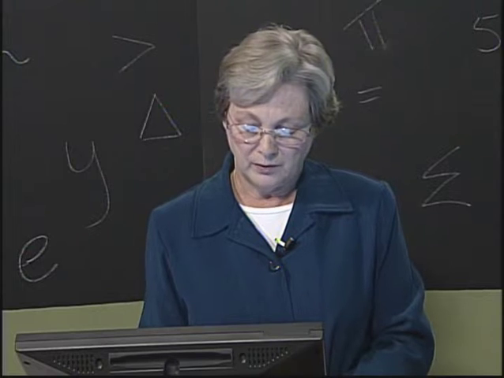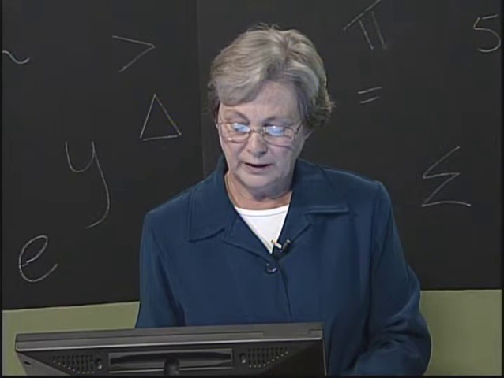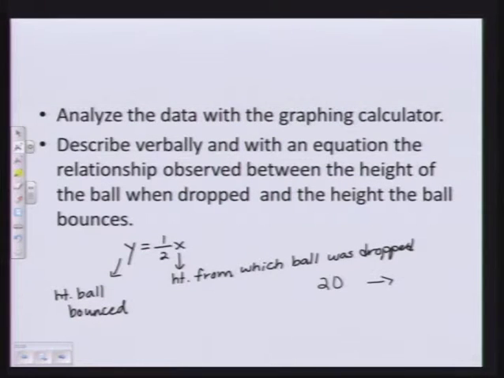Now for Brian's, we had at 20, it was bouncing back up to 15. If that pattern continued, then I would be saying the ratio of 15 to 20, that would be 3 to 4. So his equation might turn out to be y is equal to 3/4 x.